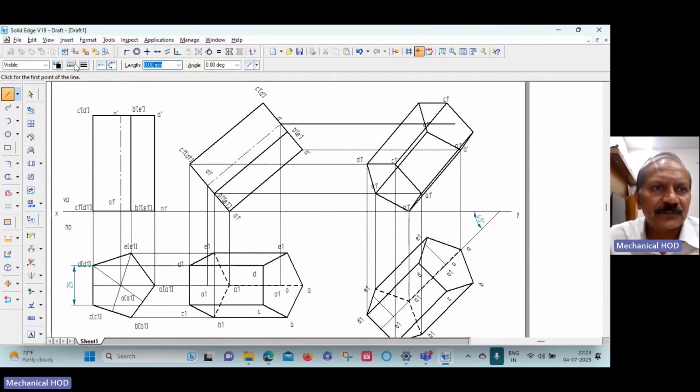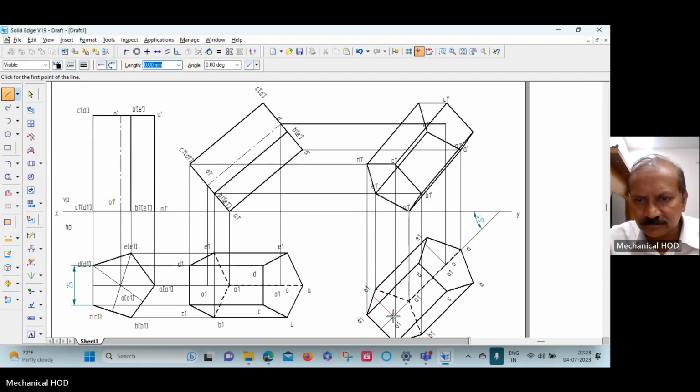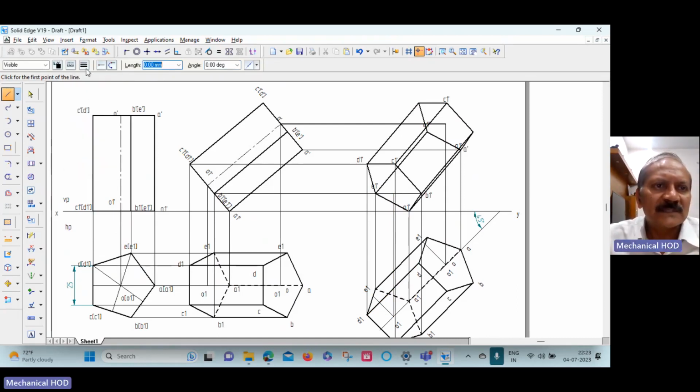We'll find out the axis also. Right, chain line, show the axis. See the axis. It should be a thin line.